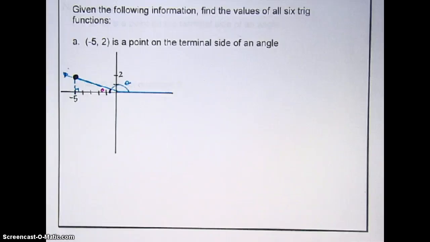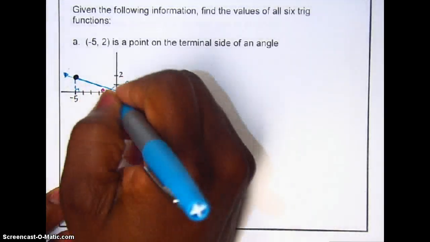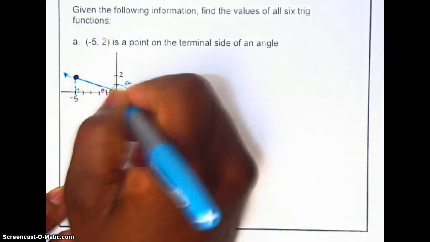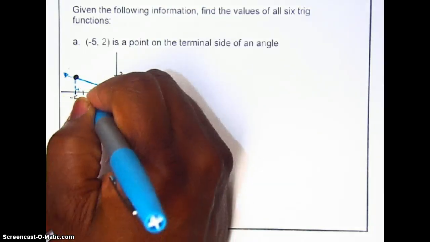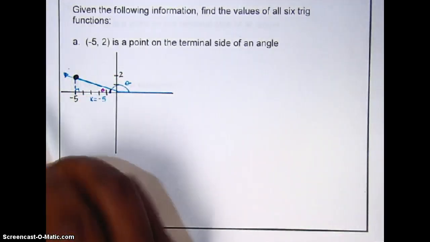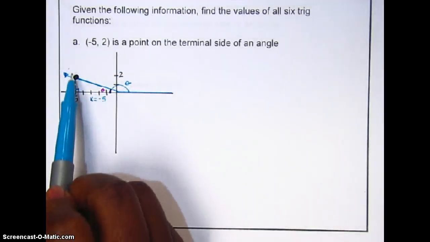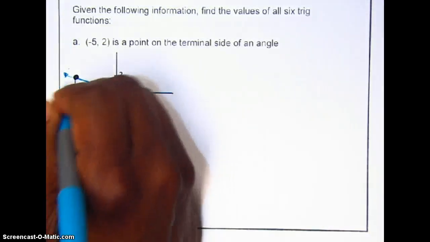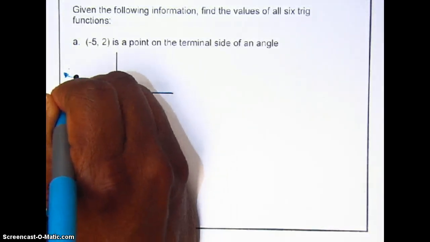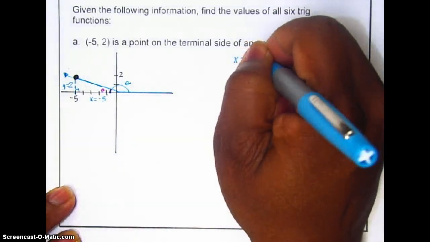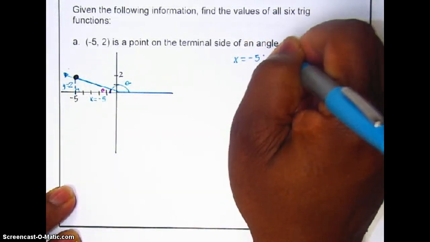So now that I have done that, I can identify different parts of this triangle. For example, I know that the horizontal leg has a measurement of 5. But because it's in the second quadrant, I'm going to make sure I label x as -5. And I know that the vertical component of this triangle has a length of 2 because I had to go up 2 in the y direction in order to get to that point. So I know that x is -5 and I know that y is 2.